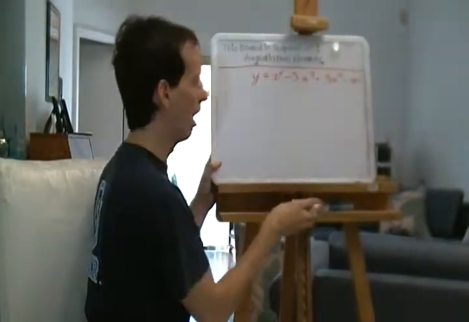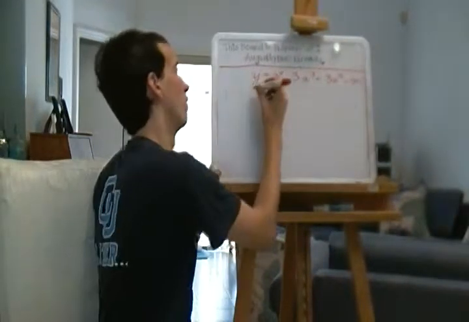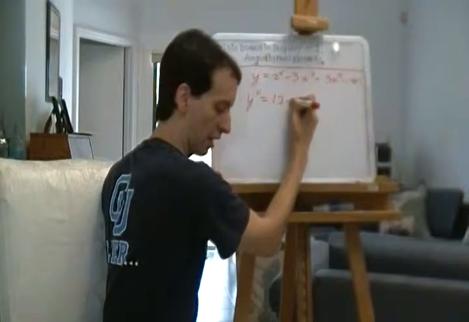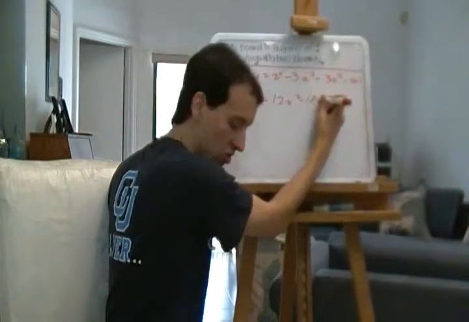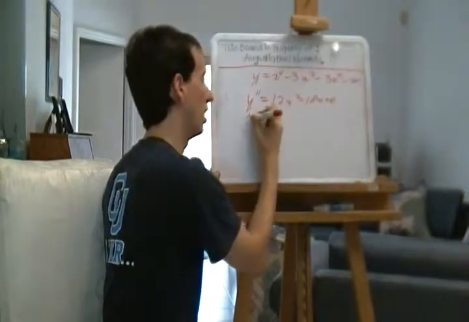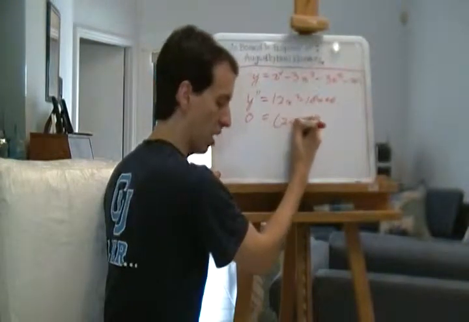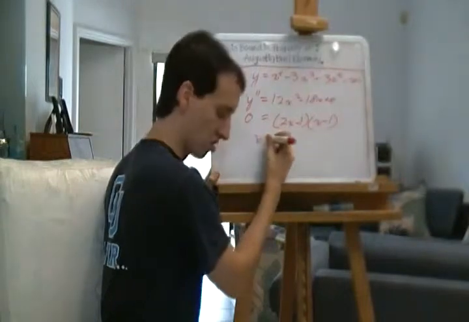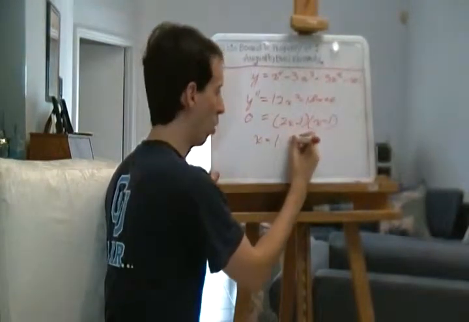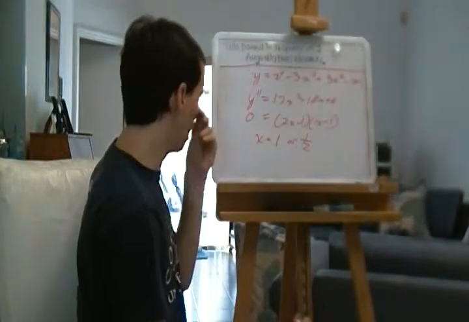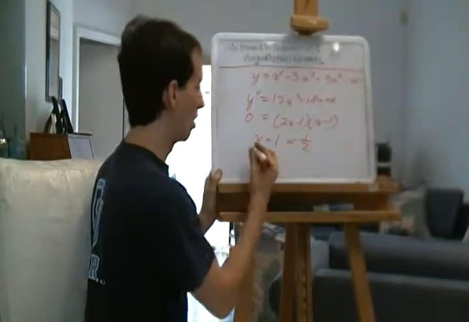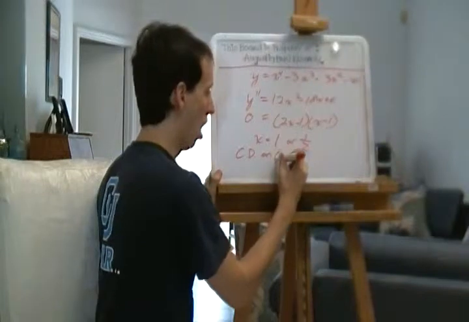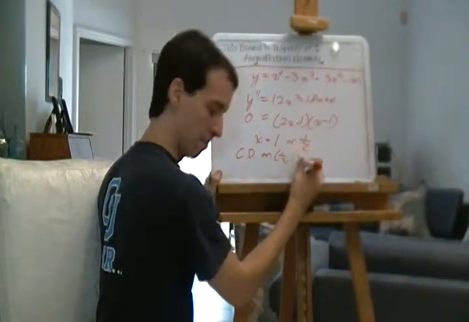No. Alright, so let's do the second derivative. Y double prime is going to be 12x squared minus 18x plus 6, which is very easy to factor. It turns into 2x minus 1 times x minus 1, or x equals 1 or 1/2. If you do the work here, you'll find that it's going to be concave down on 1/2 to 1.